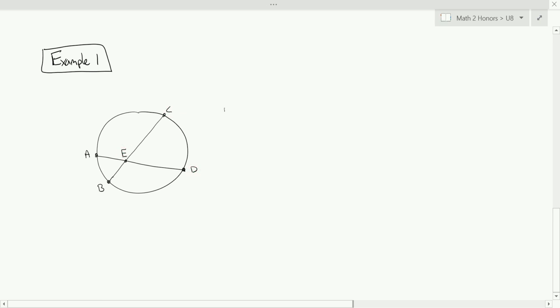I'm going to tell you that the measure of angle AEC is 120 degrees. The measure of arc CD is 80 degrees. And I'd like you to find the measure of arc AB. Give that a try.